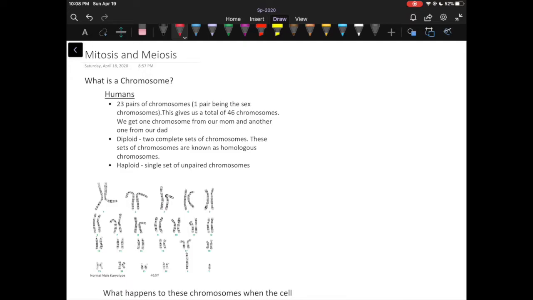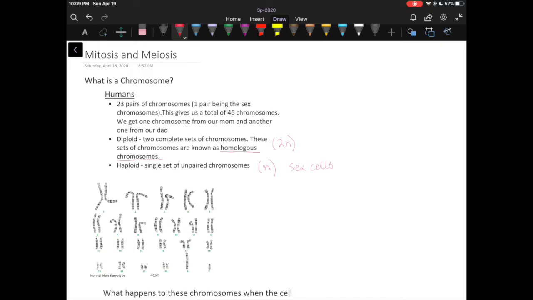And humans are known as diploid, meaning that we have two complete sets of chromosomes. These chromosomes are known as homologous chromosomes, meaning that they have the same type of gene, but just different variants of it. Diploid can also be signified by 2N, okay? And haploid means that we only have a single set of unpaired chromosomes and can be signified by N.